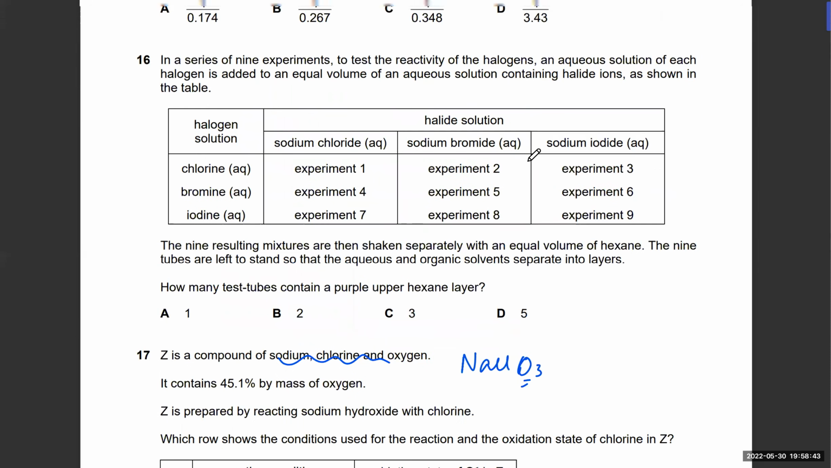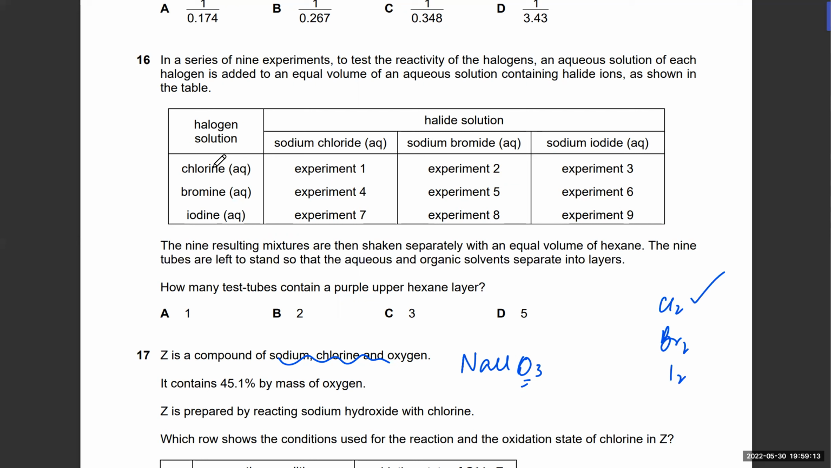The next one is, in a series of 9 experiments to test the reactivity of the halogens, an aqueous solution of each halogen is added to an equal volume of an aqueous solution containing halide ions as shown in the table. So remember, reactivity increases up the group or down the group? Down the group it decreases. The top one is more reactive, right?